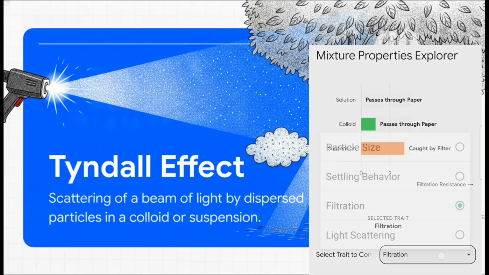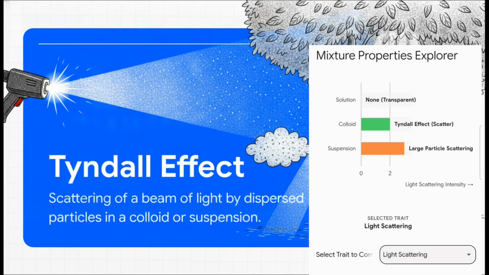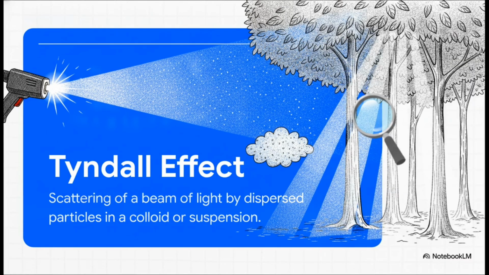Okay, are you ready for the big aha moment? When we shine that laser, we are hunting for something called the Tyndall effect. By definition, this is the scattering of a beam of light by dispersed particles in a colloid or suspension, which actually makes the physical path of the light visible to our eyes. Have you ever been walking in a really dense forest and seen those bright, distinct rays of sunlight just piercing through the small gaps between the leaves? Well, that is the Tyndall effect happening right there in nature. The sunlight is actually being scattered by tiny dust particles or mist suspended in the air.